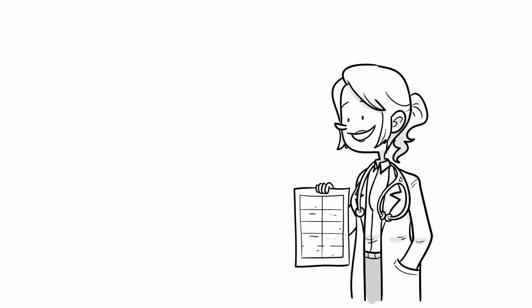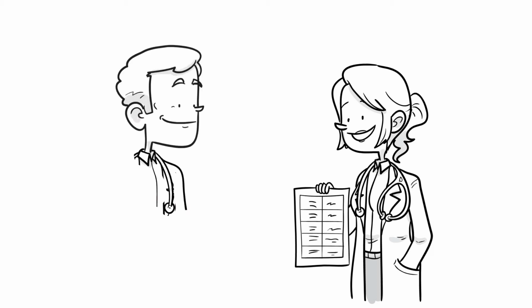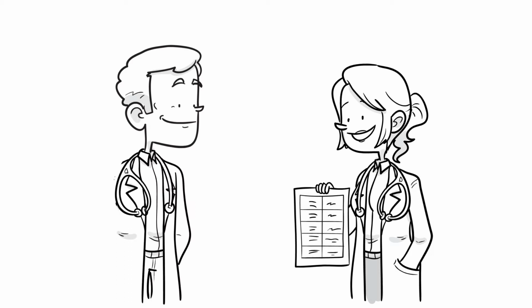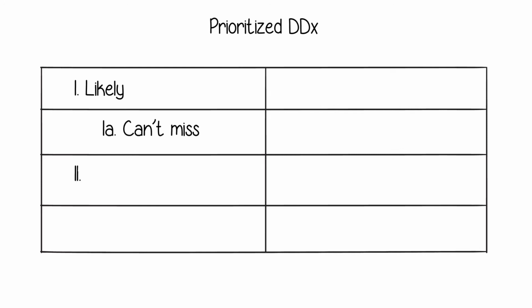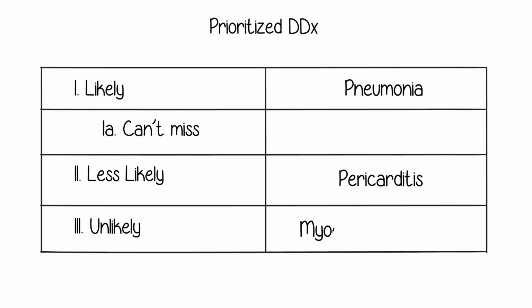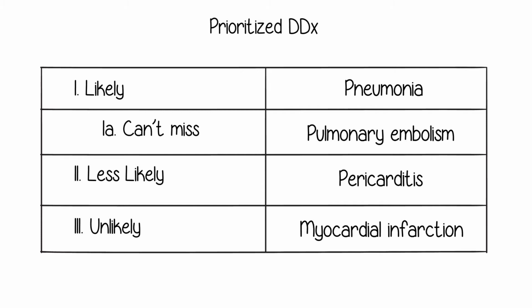Your learner gives the following report of a patient. Mr. Lynch is a 42-year-old man with diabetes who presents with acute fever, cough, and left-sided pleuritic chest pain. Pertinent findings include a temperature of 38.1, an oxygen saturation of 95%, and faint left basilar rales. The learner then articulates her prioritized differential diagnosis as follows: most likely pneumonia, less likely pericarditis, unlikely myocardial infarction, and do not want to miss pulmonary embolism.